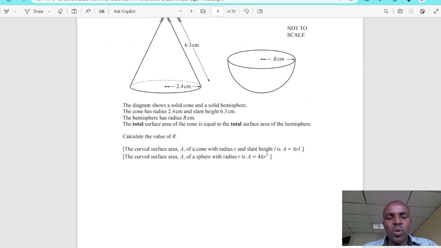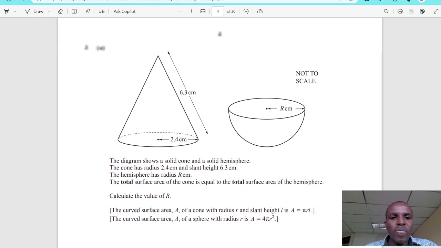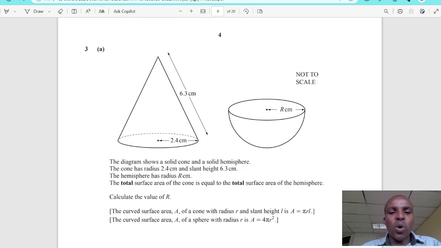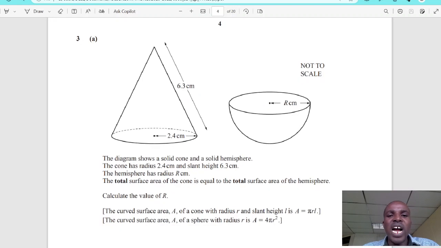Do you have some more interesting items? This one looks interesting. The diagram shows a solid cone and a solid hemisphere. The cone has radius 2.4 centimeters and slant height 6.3 centimeters. The hemisphere has radius r. The total surface area of the cone is equal to the total surface area of the hemisphere. Calculate the value of r.